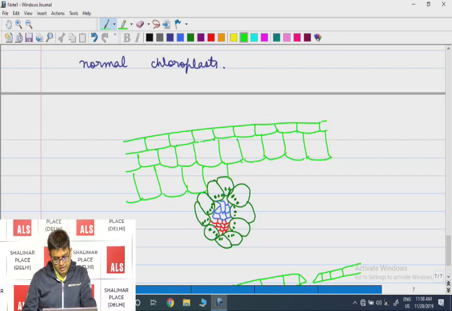I have to draw the C4 cycle after this also, and then I will draw something else also here. These are basically very large cells. Mesophyll cells are very large cells.